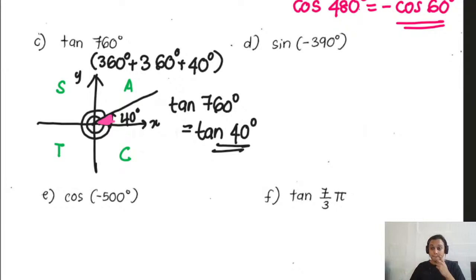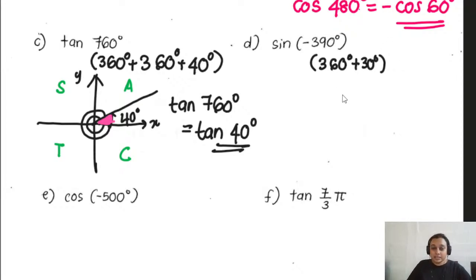Okay, D. Sine negative 390. First, of course, you change it first. Negative is just for direction. Hanya untuk arah sahaja. Okay, 360 tambah berapa? You get 390. Tambah 30 kan? Okay, boleh faham.